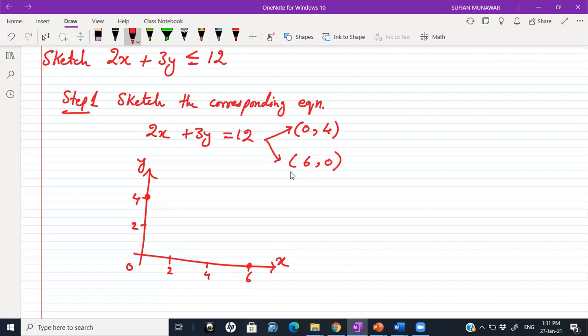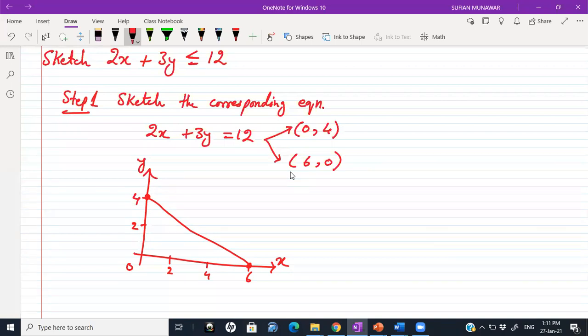Now you will just draw the straight line, and joining both the points, you will get the straight line sketch for this equation. Always keep in mind that the sketch of an inequality will not be a straight line. It will be an area, it will be a region.